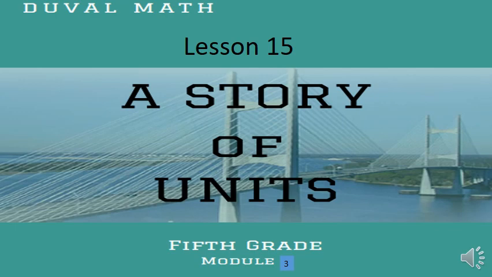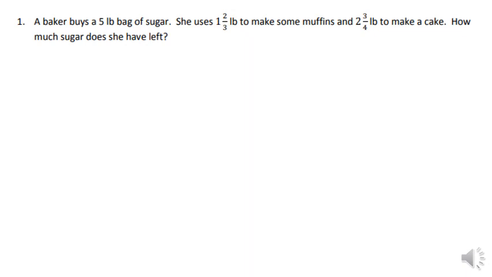Okay, in lesson 15, we're going to be applying what we've learned, and we're going to be working on word problems. A baker buys a 5-pound bag of sugar. She uses 1 2/3 pounds to make some muffins and 2 3/4 pounds to make a cake. How much sugar does she have left?